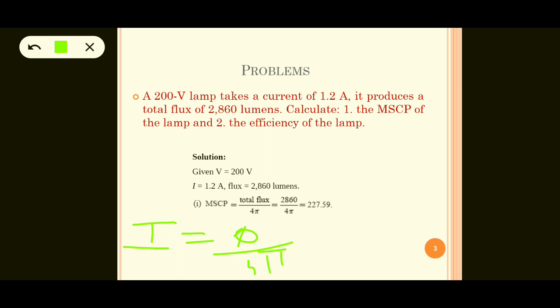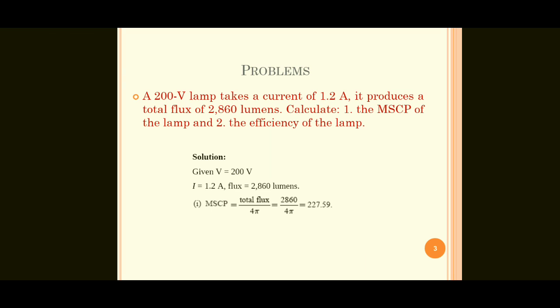So the total flux here is 2860 by 4 pi. So 4 pi means 4 into 22 by 7. So the value becomes 227.59. So the intensity becomes 227.59. Next problem.